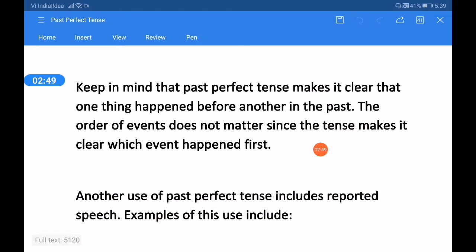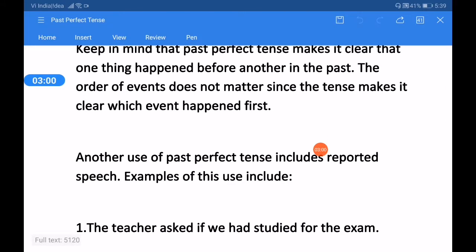Now, dear students, keep in mind that past perfect tense makes it clear that one thing happened before another in the past. The order of events does not matter since the tense makes it clear which event happened first.